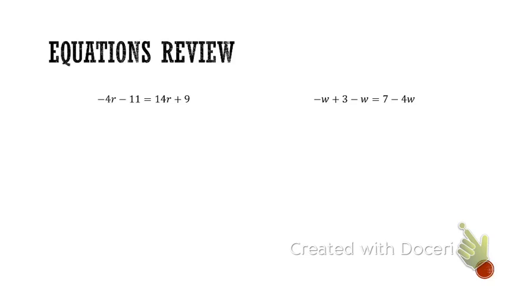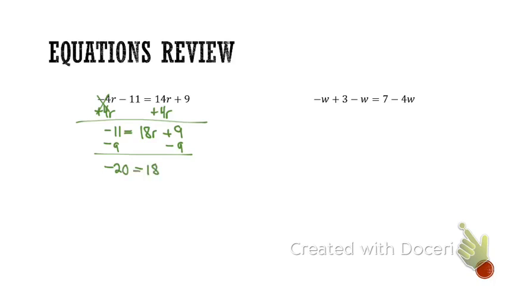Okay, so we want to get our variables on the same side of the equation, so we're going to move our smaller variable by adding 4r to the other side, and we get negative 11 equals 18r plus 9. All right, and what do you think you'd do next? If you're saying to subtract 9, you're correct. And we get negative 20 equals 18r.